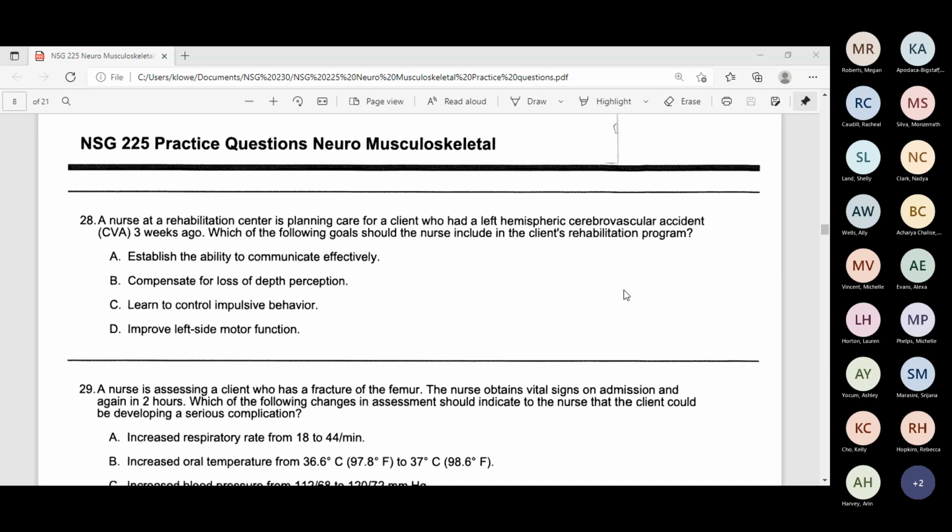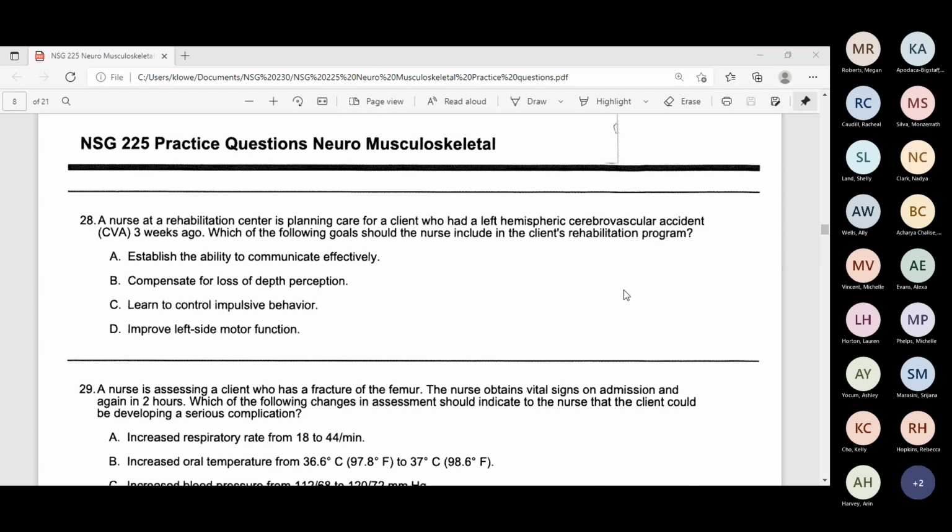A nurse at a rehab center is planning care for a client who had a left hemispheric cerebral vascular accident 3 weeks ago. Which of the following goals should the nurse include in the client's rehab program? A, C. Left is language and logic, A, isn't it? It's establish the ability to communicate effectively.